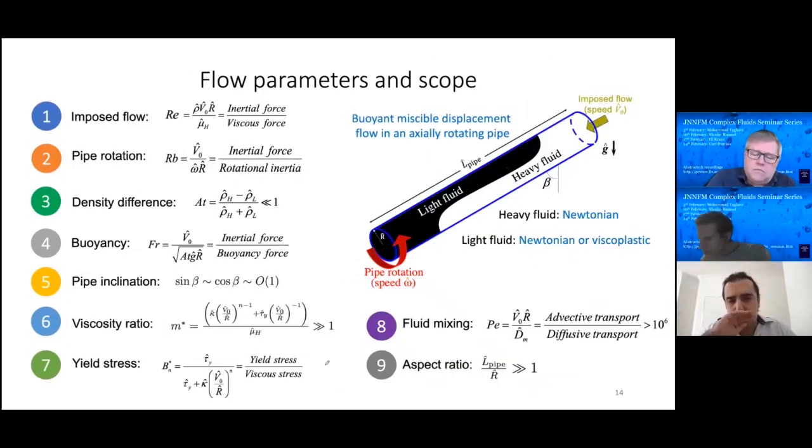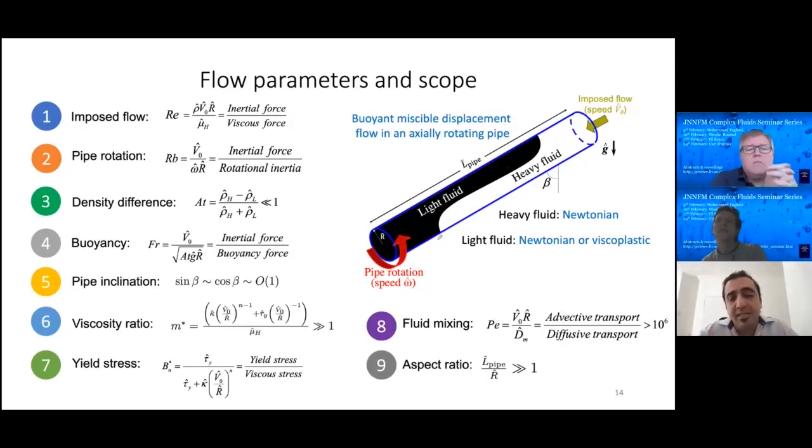So, excuse me. In terms of the industrial context, a scientific problem can be defined in terms of a simplified flow geometry that you can observe. And we consider a buoyant miscible displacement flow in an axially rotating pipe. We simplify the process by assuming that the displacing fluid, the heavy fluid, is only Newtonian, and the light fluid can be Newtonian or viscoplastic.